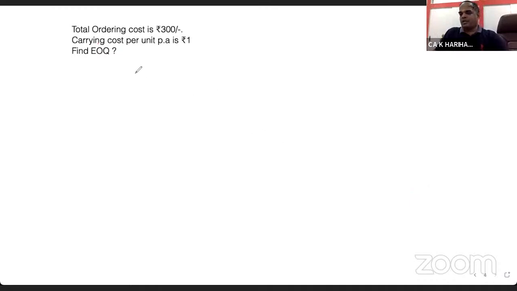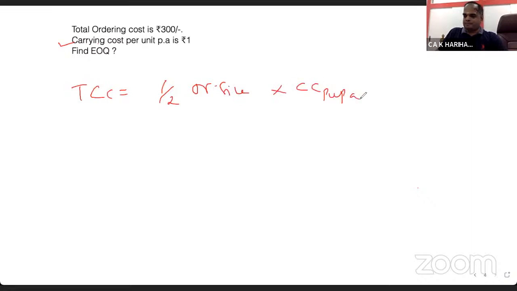How to compute? The moment EOQ comes into the picture, don't write the EOQ formula. Here, the question is purely based on carrying cost, reverse working. Now, what is the formula for carrying cost? Total carrying cost is equal to half of the order size into carrying cost per unit per annum.